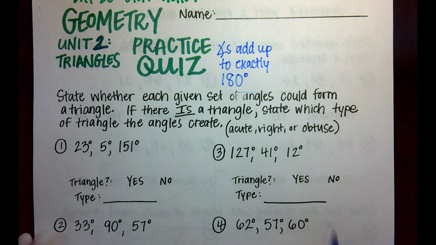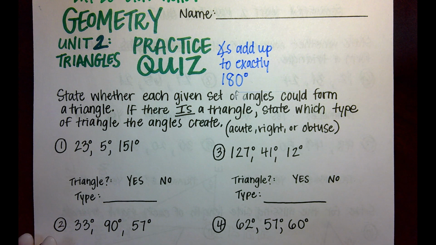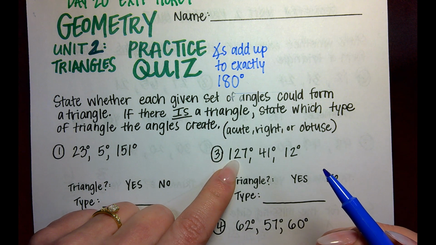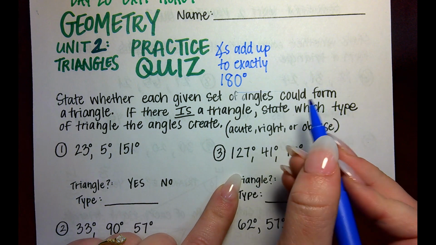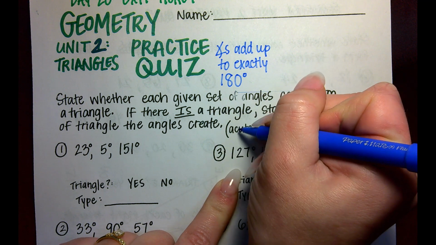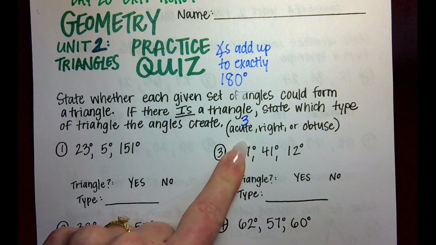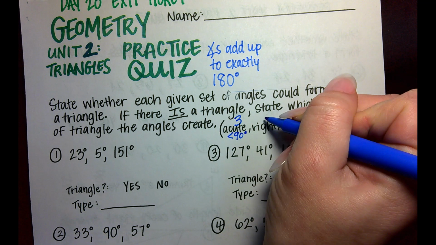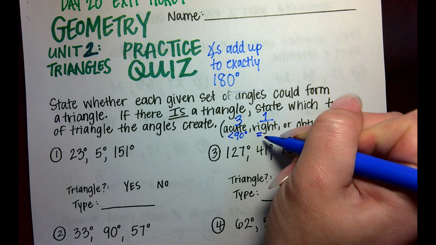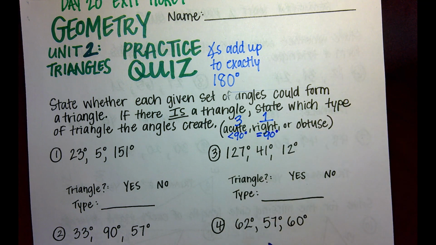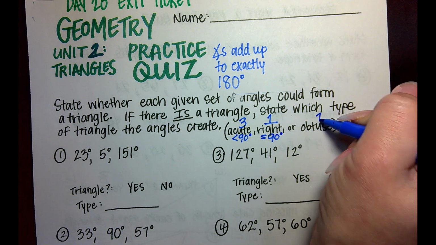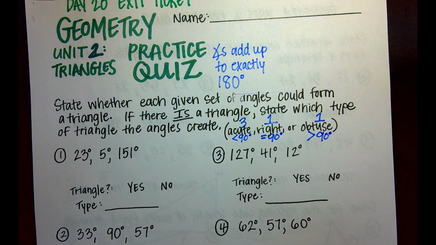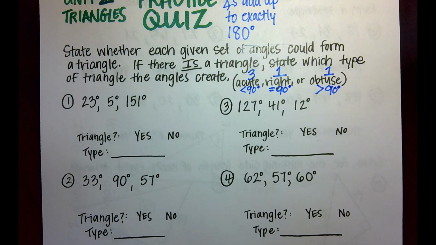And how do we know what kind of triangle it is, or what type? If it adds up to 180, we've got an acute, where all three angles are less than 90. Right, so all three have to be less than 90. And then a right is where one angle is 90 degrees. Exactly 90, good. And obtuse is where one angle is more than 90. Perfect, one angle is greater than 90. Okay, so let's look at number 1.